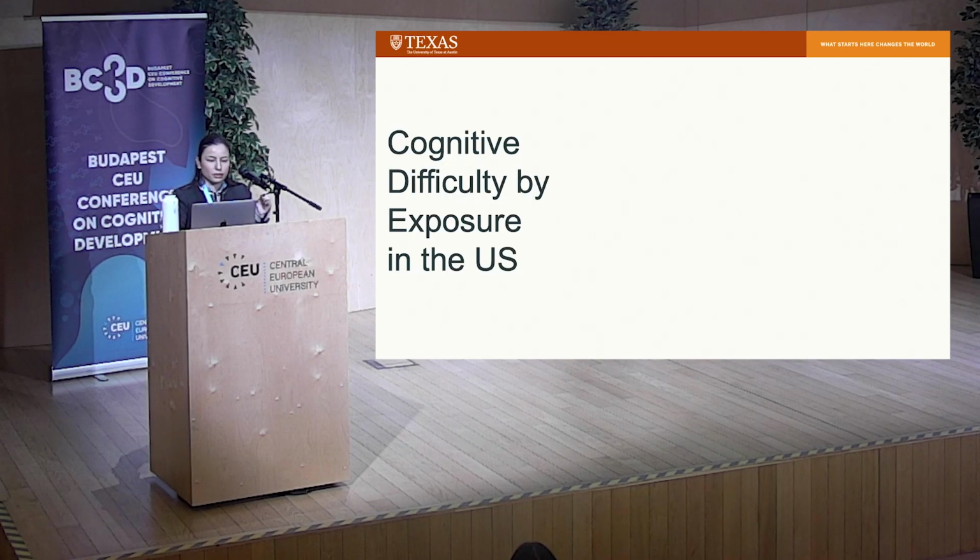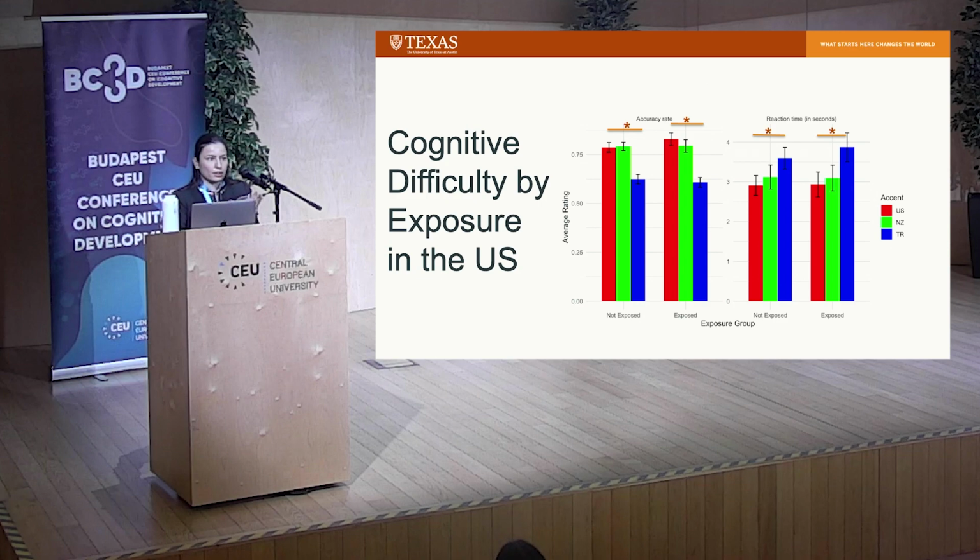In the US, I was able to look into this really interesting question of the role of exposure. And unfortunately, or not, I found that at least the cognitive processing part of accented speech was not moderated by having exposure. Here on the x-axis, you see the exposed and the non-exposed kids, and then their accuracy rates and their reaction times. You can just see that the two are identical, so it seems like there is pretty much no effect of exposure.